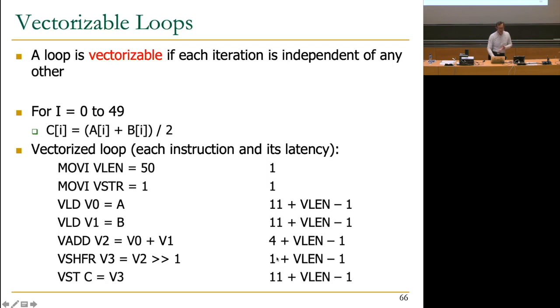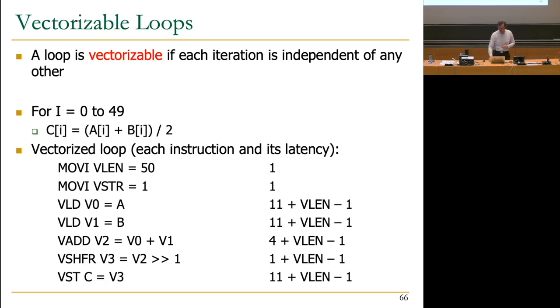And this takes, you can see, 1 plus 49 cycles because the first shift finishes after 1 cycle, and then you get 49 other shift results in 49 consecutive cycles. And then the last one is a vector store, which takes the result of the shift in vector register 3 and places it in the memory starting from the address of C, okay? Which is very similar in terms of latency to the vector loads, because it takes 11 cycles to write the first element and then 49 more cycles to write the consecutive elements. Okay, this sounds good now.